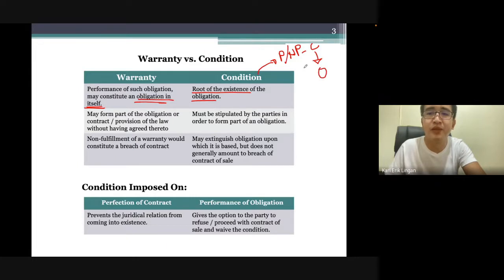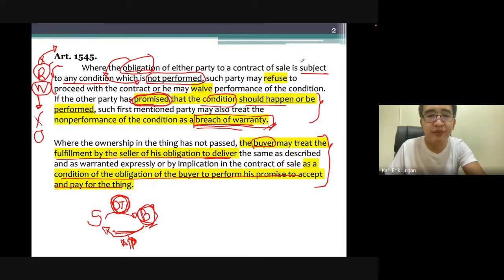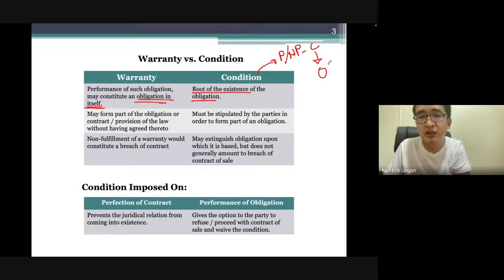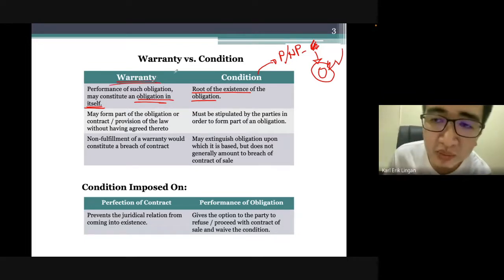Diba? Kaya sabi natin kanina, if hindi na-comply yung condition, pwede niyang i-refuse. Ibig sabihin, ma-extinguish yung obligation or hindi mag-exist yung obligation. And he can also waive it. Pwede niya rin i-waive to para kahit hindi na-fulfill yung condition, pwede pa rin, meron pa rin obligation. Unlike in warranty, performance of such obligation may constitute an obligation in itself.